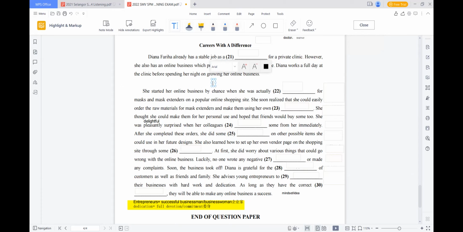Just even wrong is okay. Even if you guess it wrongly, it's okay. Quickly. Why does she want to go to the online shopping mall site? For what? For mask extender and mask extender. Look for mask and mask extender for what? She goes on the online shopping site for what purpose?